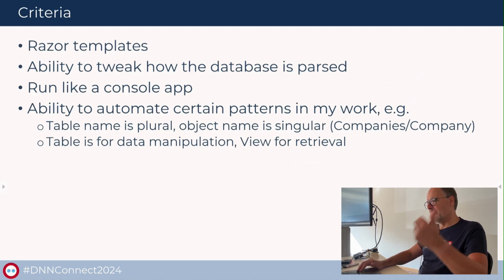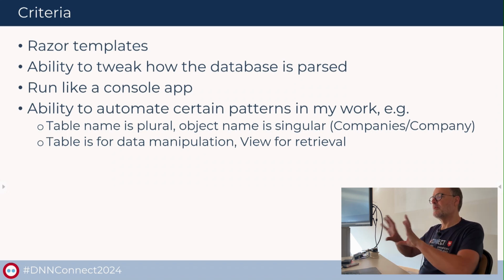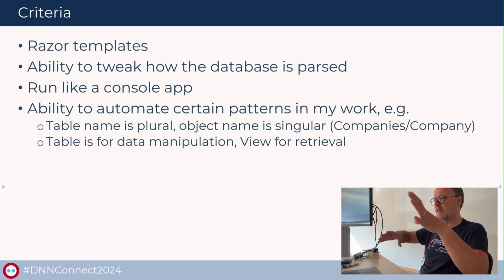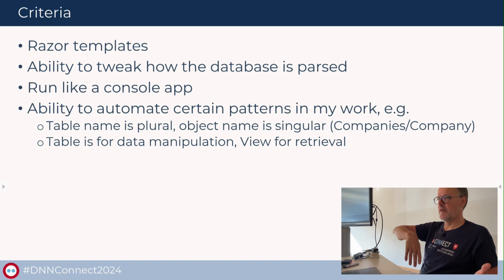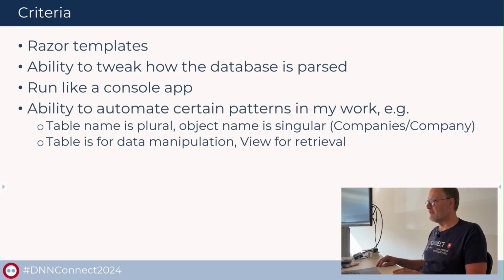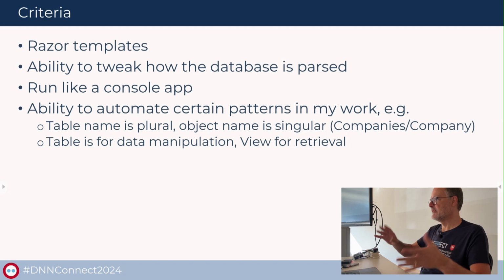And I wanted it to be Razor templates. I want to be able to tweak how the database is parsed, run it like a console app, so I can go like, tick, and get me a new copy of the code, and the ability to automate certain patterns. So, for instance, one of those I'll name is I always have my tables in plural and then the objects in singular. I don't know how that is for you. Your mileage may vary, but companies, company, right?